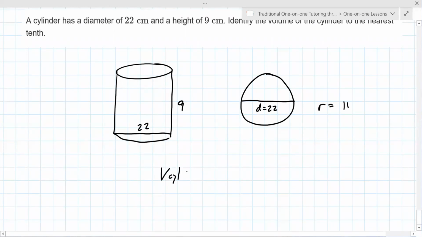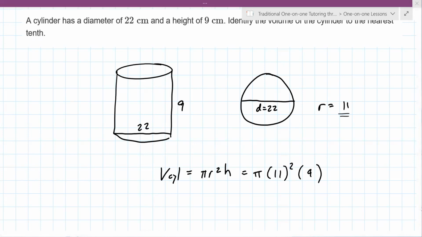So the volume of a cylinder is pi r squared h. What is your r? My r is 11. And what is your h? My h is 9. Good. Go ahead and calculate that. Round to the nearest tenth, please. I get 3,421.2. Great. Perfect. All right.